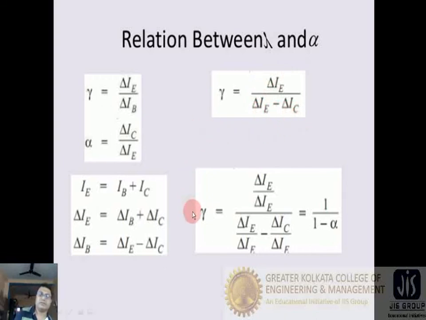Now we divide the whole equation by delta IE. So delta IE by delta IE, minus delta IC by delta IE. So delta IC by delta IE gives me the alpha. So the whole expression comes to 1 divided by 1 minus alpha. So in this way we can get a relationship between the gamma and alpha. So gamma equal to 1 divided by 1 minus alpha. So it is the mathematical representation between the gamma and the alpha.